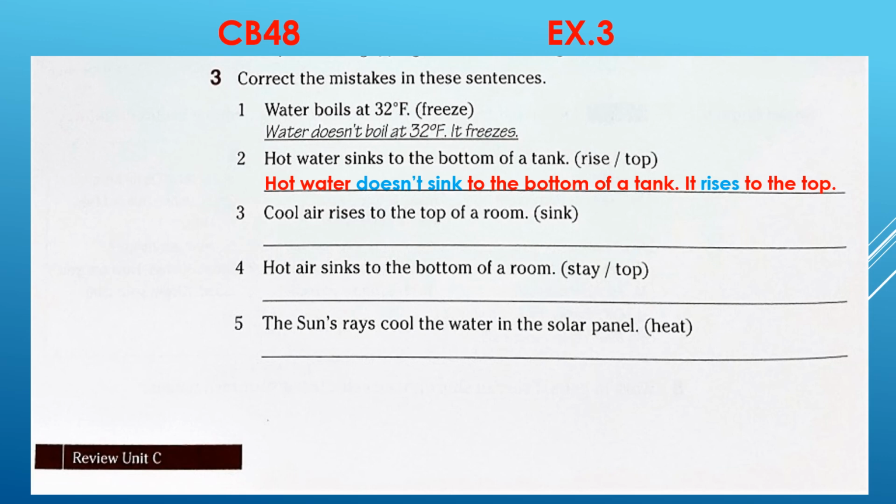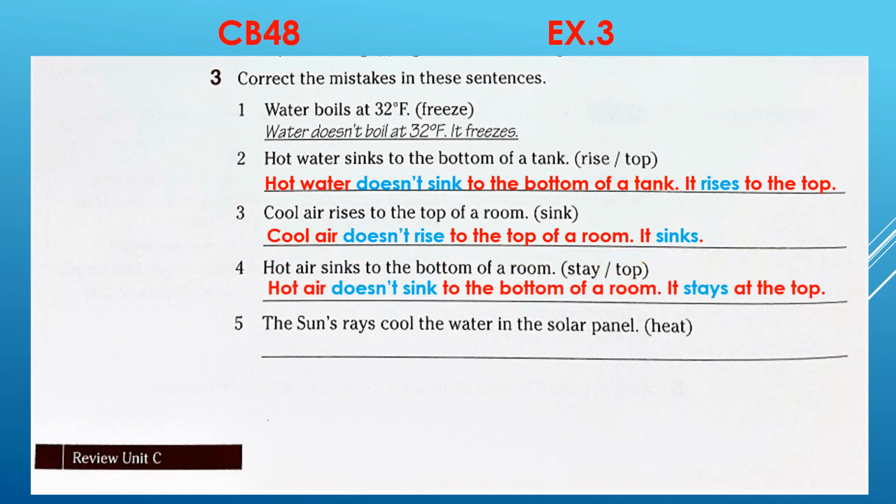Okay, welcome back. Let's see number 3. Cool air rises to the top of a room, between brackets sink. So the answer is cool air doesn't rise to the top of a room, it sinks. Very good. 4. Hot air sinks to the bottom of a room, stay top. What is the answer? Excellent. Hot air doesn't sink to the bottom of a room, it stays at the top.